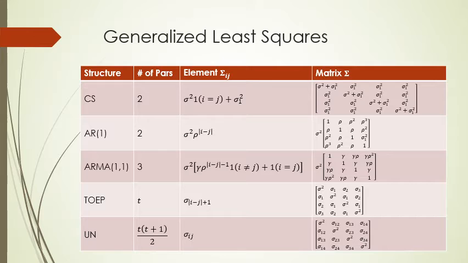ARMA11 is the first-order autoregressive moving average model with off-diagonal term gamma rho to the power of time difference minus 1. The Toeplitz structure is similar to AR1 in that all measures at the same time difference have the same correlation. So AR1 is a special case of Toeplitz. The most generalized structure is the unstructured, which allows every term to be different. In R, the gls function in the nlme package may be used to fit a generalized least squares model.